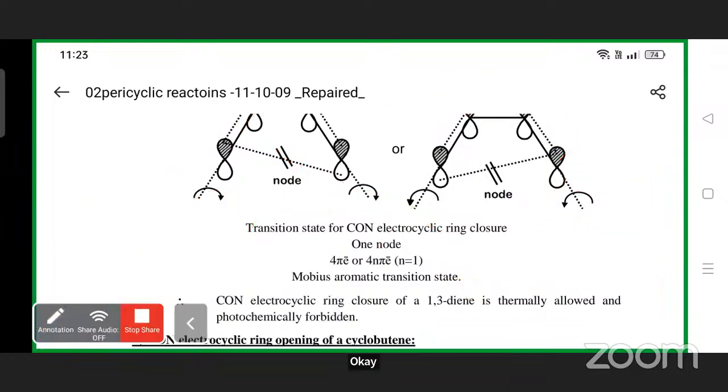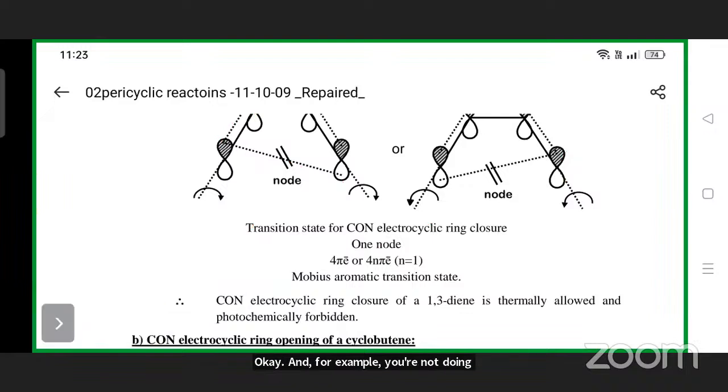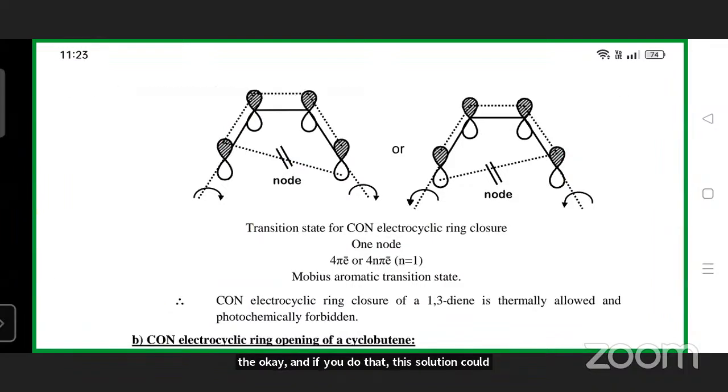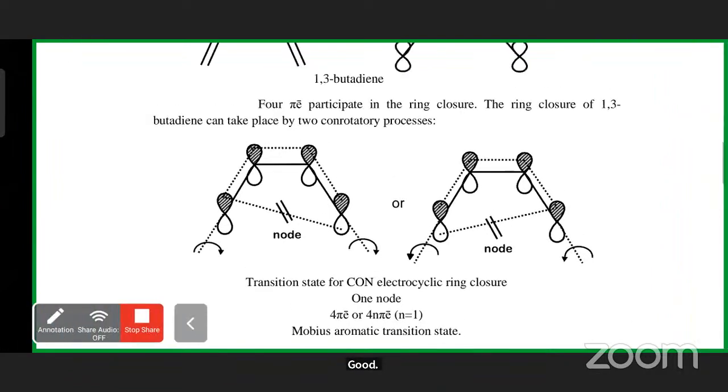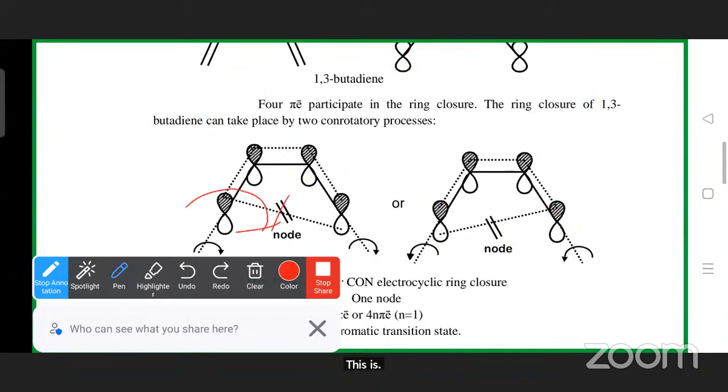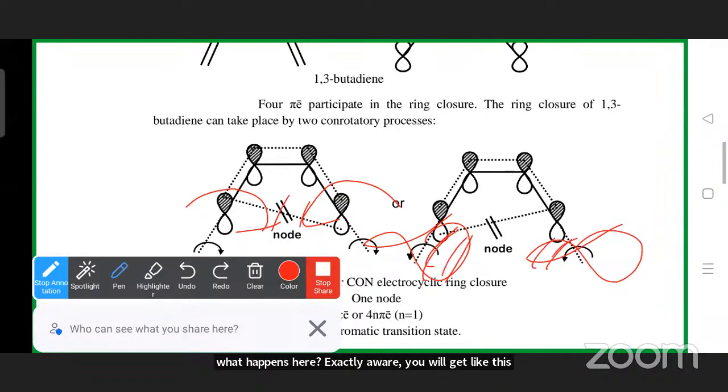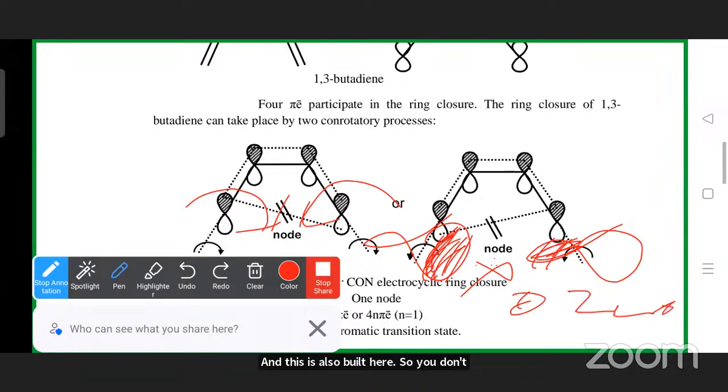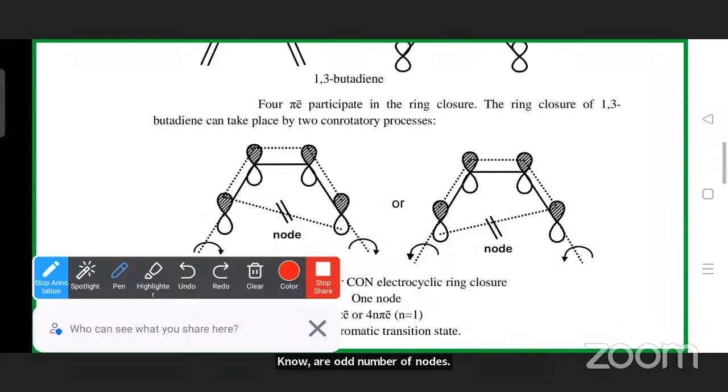For example, if you do the disrotation to this system, this is clockwise direction rotation, and this is clockwise here. Then what happens? You will get it like this. No node is there, because no bonding is possible here. This is filled and this is also filled. So zero node means zero or even number of nodes, and then it comes under the Huckel aromatic transition state.